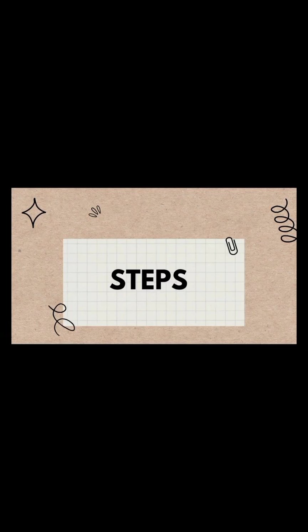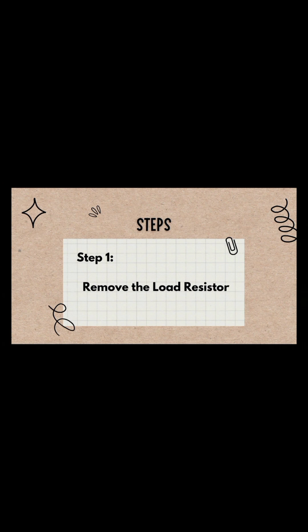Here are the steps on how to find Norton's current and Norton's resistance. As with Thevenin's theorem, everything in the original circuit except the load resistance has been reduced to an equivalent circuit that is simpler to analyze. Like Thevenin's theorem, the steps used in Norton's theorem to calculate the Norton source and Norton's resistance will be generally similar. Step 1. Remove the load resistor.